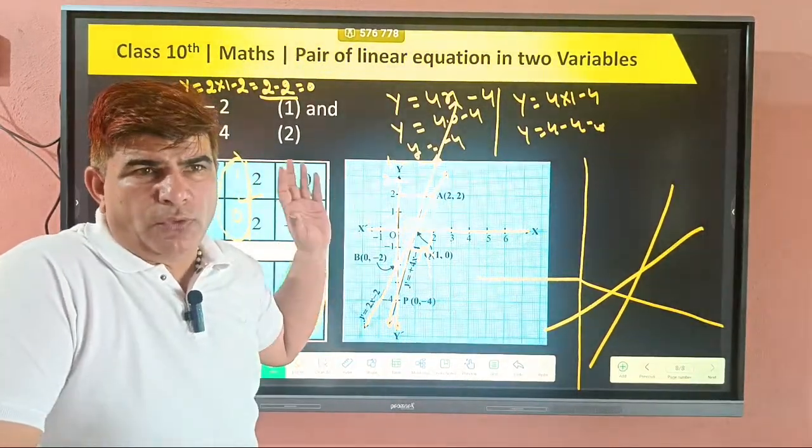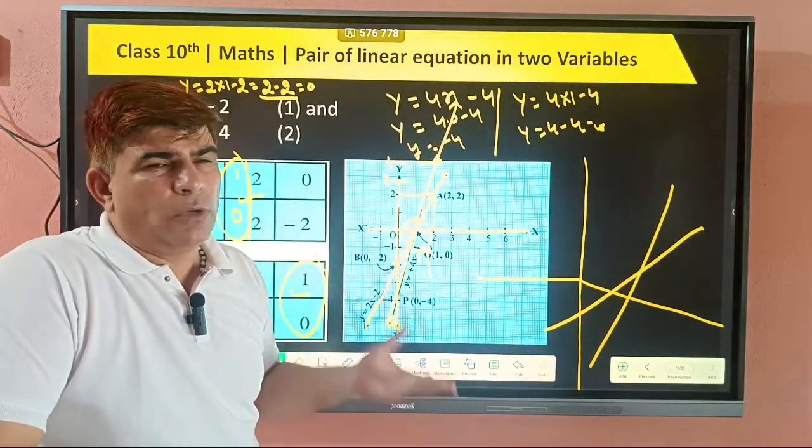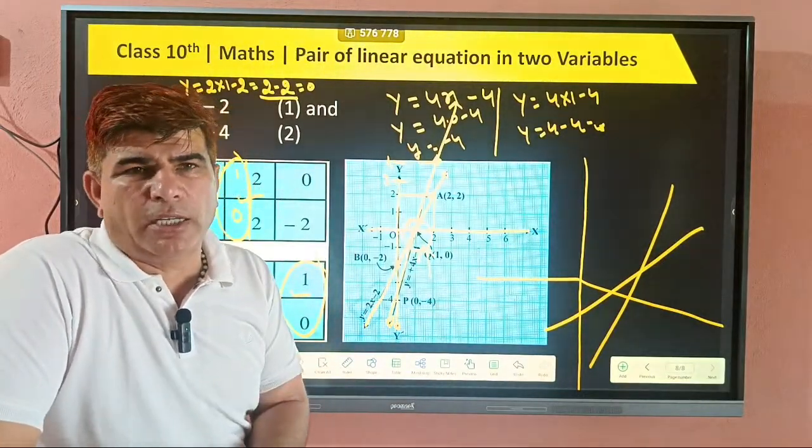Example number 2, you can make the graph. If any problem, tomorrow first I will discuss it, then I will start the next part of it.